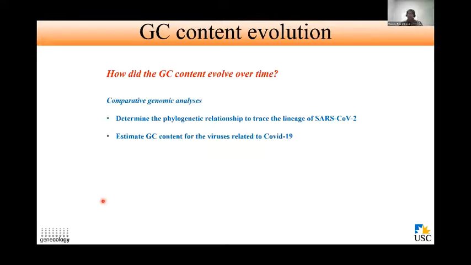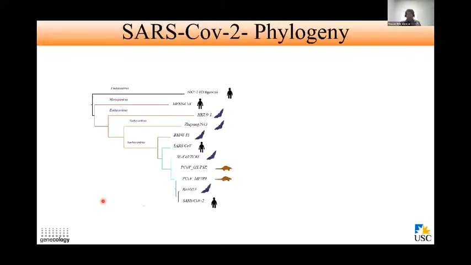For that, I have to trace the lineage of SARS-CoV-2. So I collected different virus genomes, constructed a phylogeny, and then estimated the GC content for each of those members. Now you'll understand by looking at this figure. The bottommost one is SARS-CoV-2, and its closest relative is RaTG13, which is a bat virus. The other two are pangolins, and the next relative is a bat one.